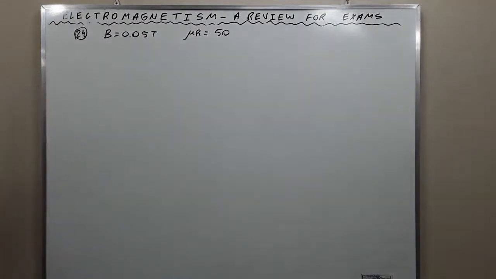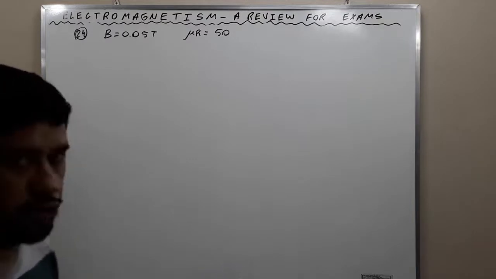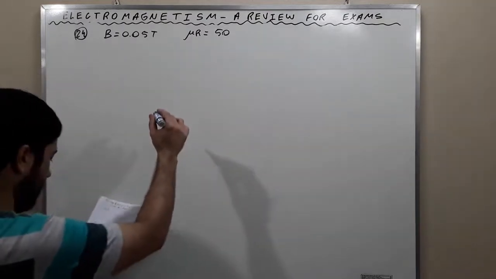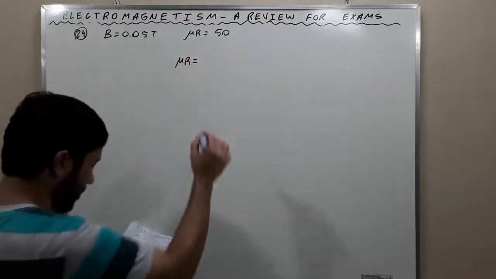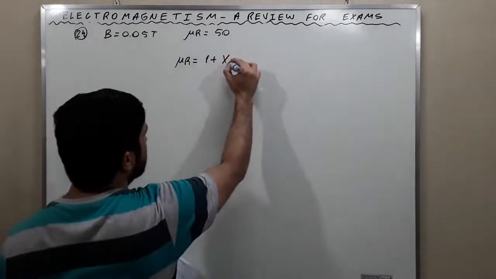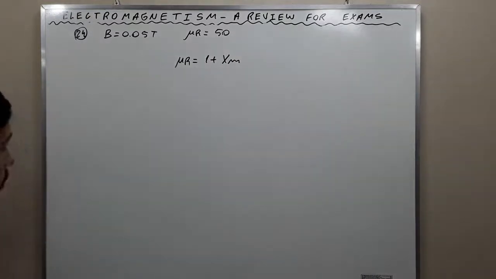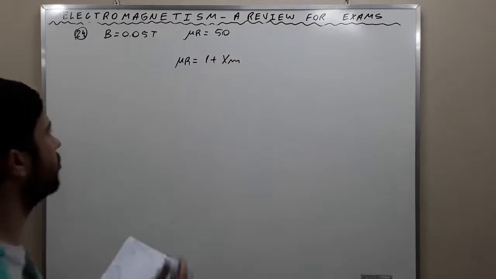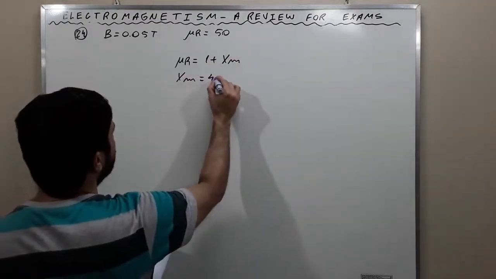Exercise 24: given a ferrite material operating in the linear mode with the magnetic flux density of 0.05 tesla, calculate the susceptibility, magnetization, and the magnetic field if the relative permeability is 50. This is the question. Let's solve it. The solution will be: since the relative permeability is related to the susceptibility as 1 plus chi m, we use the value of 50 and discover that the susceptibility is equal to 49.